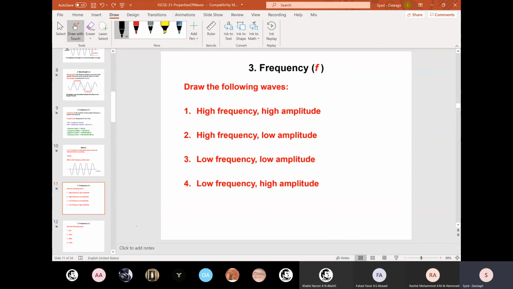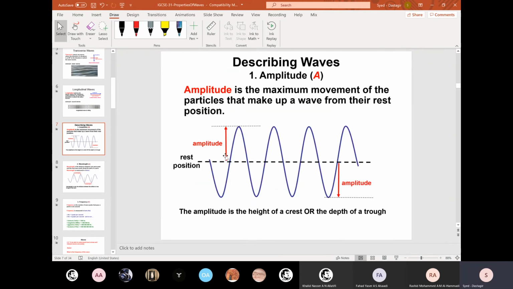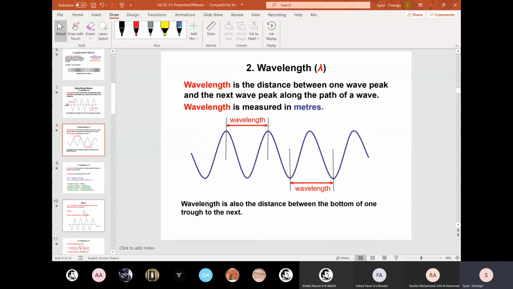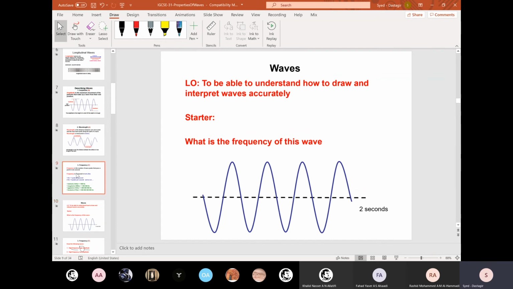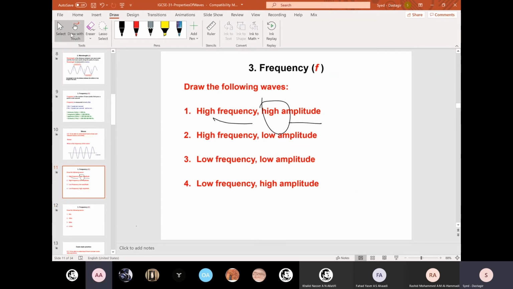So we know what frequency means. It's the number of waves. We know what amplitude means. So there's a high amplitude. If you remember what amplitude means, we did this yesterday, and we know what wavelength means. We also know what frequency means. Frequency is the number of wave peaks. So knowing all of that information, we can answer these questions.